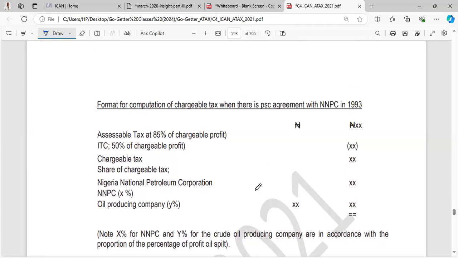So it means that the 50% is just like where we did the MOU, the way we did MOU. This MOU is for joint ventures, and investment tax credit is for the PSC company.